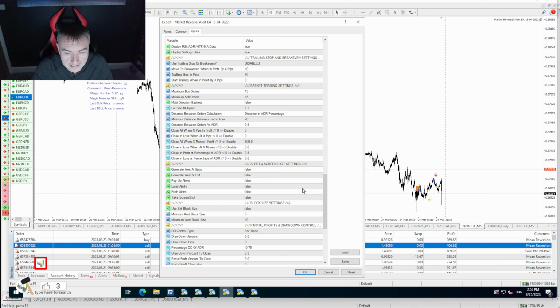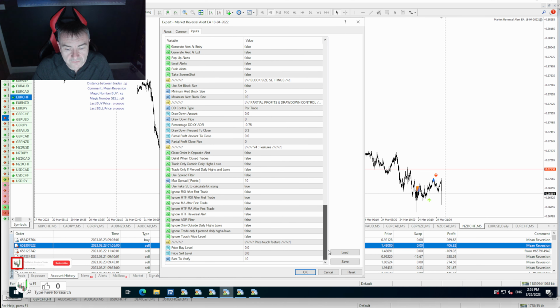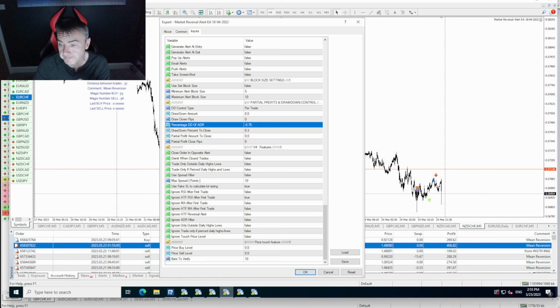So that's the settings for the H4M5 or H4M15 strategy that's running. These are all the same as basically published with the initial set of set files. They've had slight tweaks on the ADR drawdown, but that's about it.